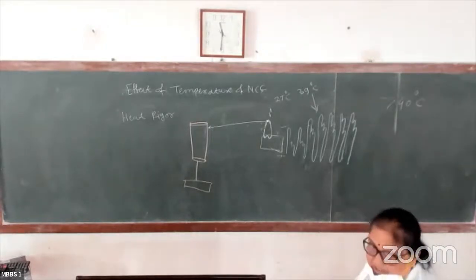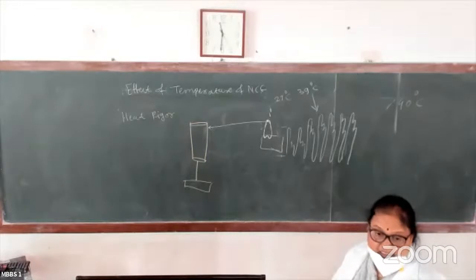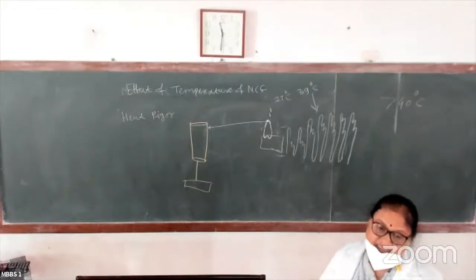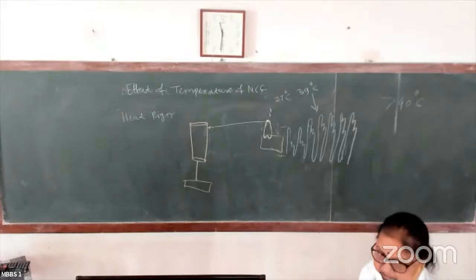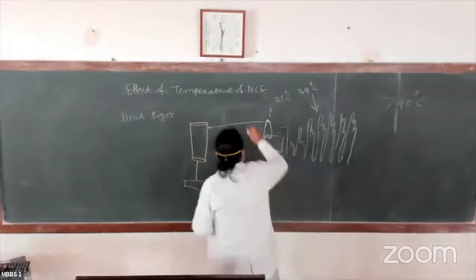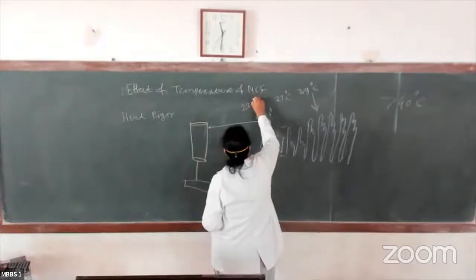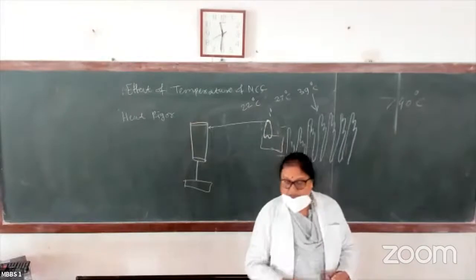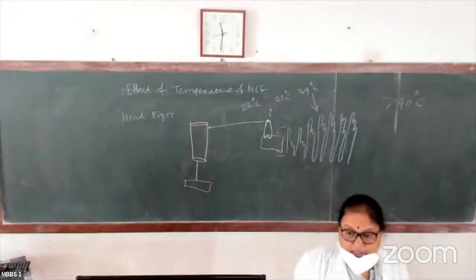Increase in the height of contraction and increase in the rate of contraction. That is, the amplitude, the force of contraction, will be increased and the heart rate will be increased. This is the effect of the normal warm ringer. Then we use the cold ringer of 27 degrees centigrade. Now we will see the effect of the cold ringer solution.